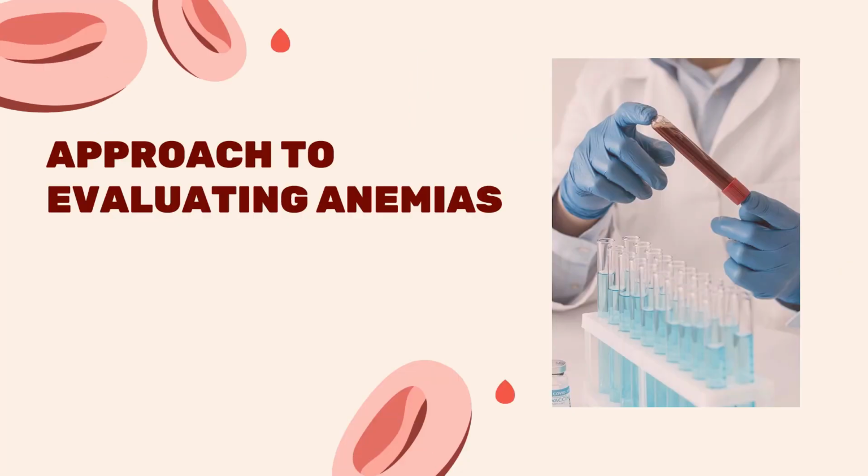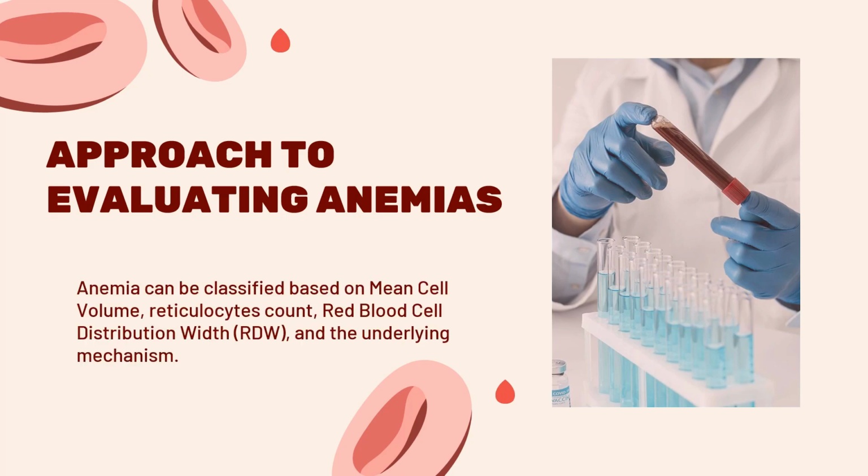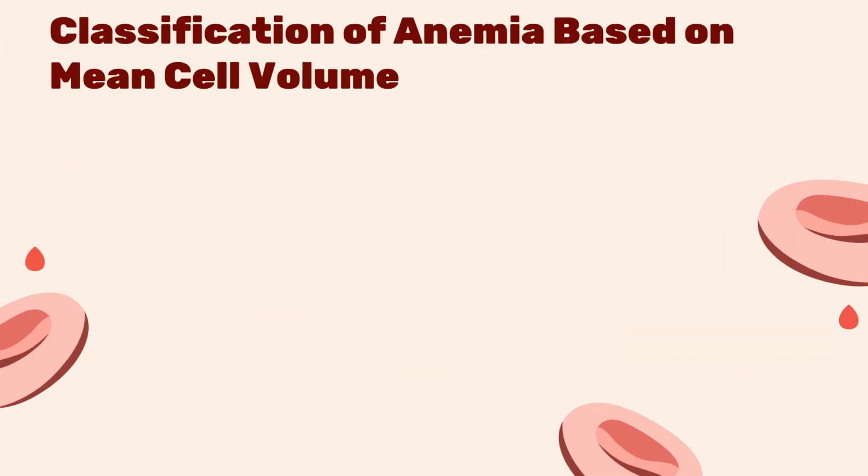Approach to evaluating anemias. Anemia can be classified based on mean cell volume, reticulocyte count, red blood cell distribution width, RDW, and the underlying mechanism. First we will talk about the classification of anemia based on mean cell volume.